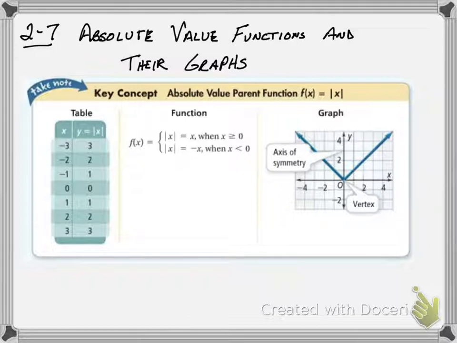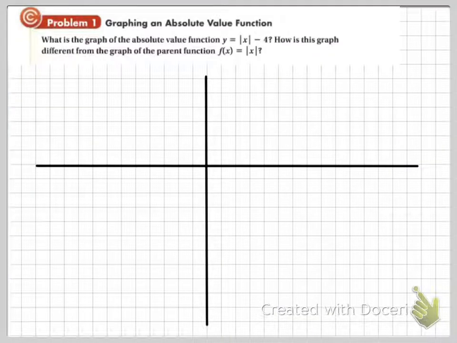Why? Because if x is 2, your y is going to be 2. If x is -2, your y is also going to be 2. So that's what gives you the V shape. The axis of symmetry runs through what they call your vertex here, which is 0, 0.